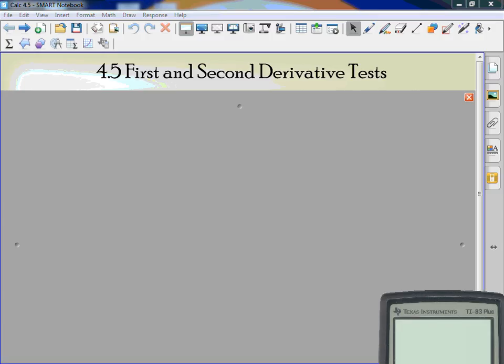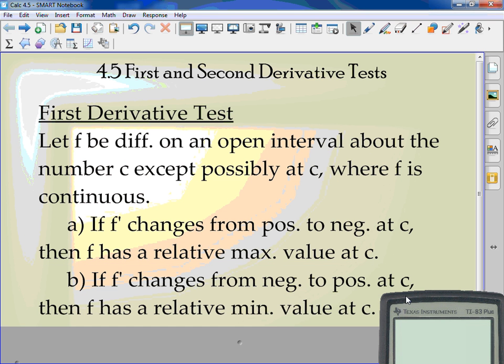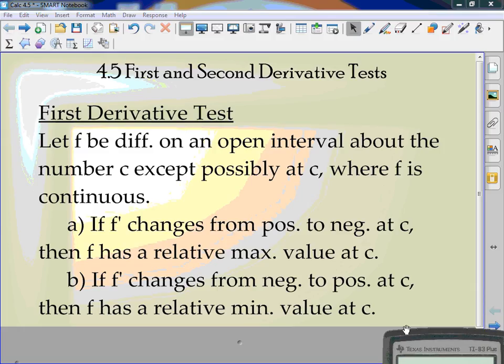Today we're starting 4.5, the first and second derivative test. What do you think we're going to be dealing with? First and second derivatives. We already know what a first derivative is. You can write this down if needed. The first derivative test. You already know how to take the first derivative.